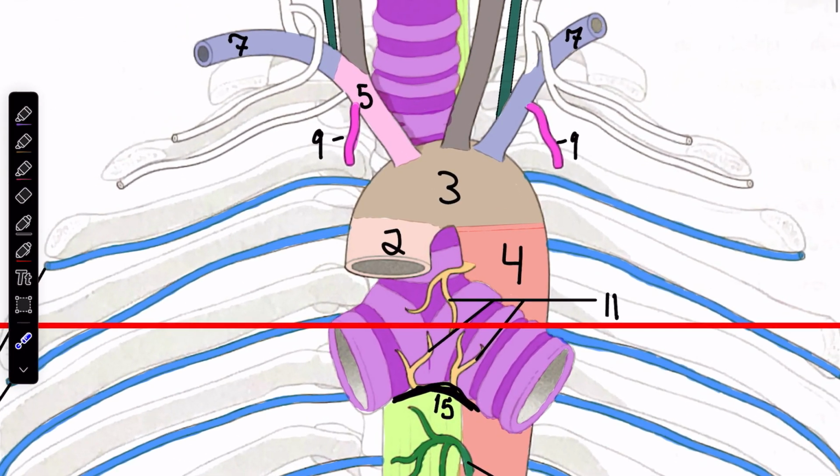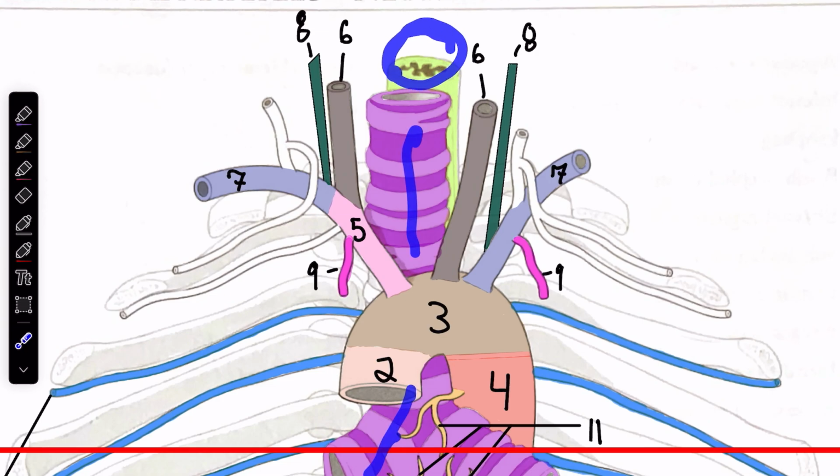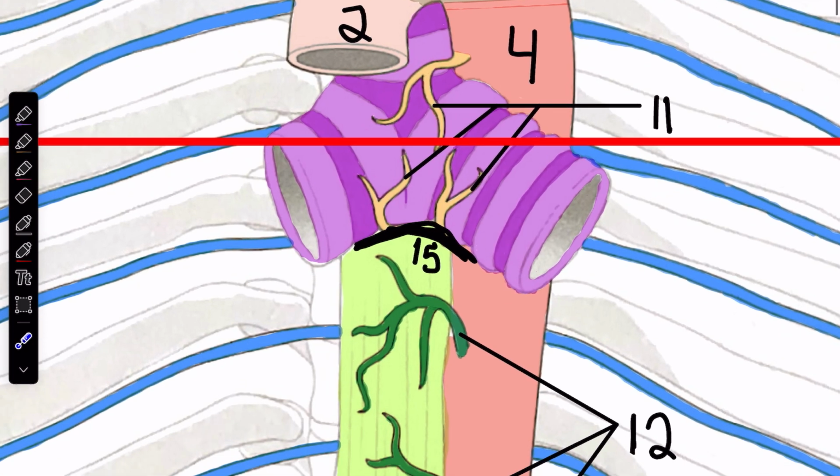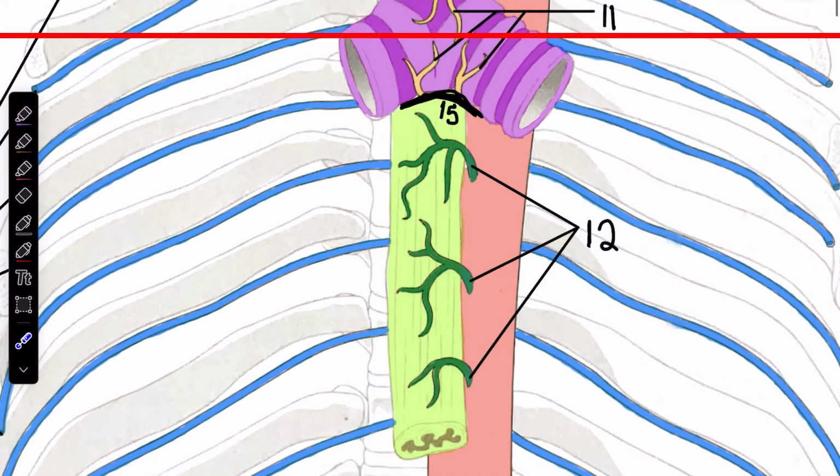So let's come back out a little bit. So we have the trachea in purple right here, and then we have that esophagus sitting right behind it. So, which means that when we look at number 4, which is our descending aorta, we have these branches coming off around the trachea. That's going to be number 11, so that's going to be your bronchial arteries. Whereas as we come down and look at the descending aorta a little bit further down, we start to see these arteries coming in around the esophagus, which is number 12, which is your esophageal arteries.